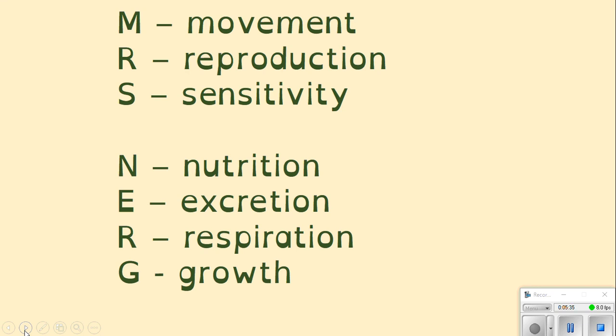R, that all living things reproduce. S, that all living things have sensitivities. N, that all living things need nutrition in order to survive. E, that all living things excrete. R, that all living things respire. And G, that all living things grow.